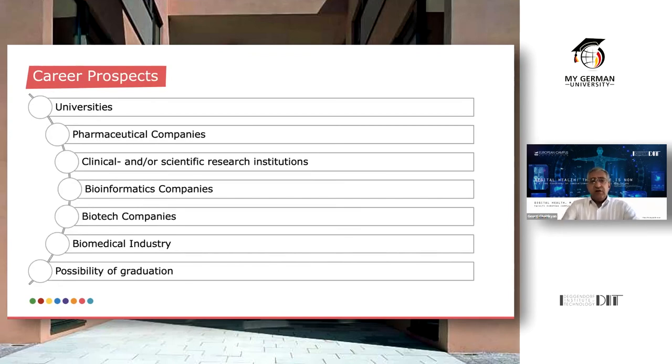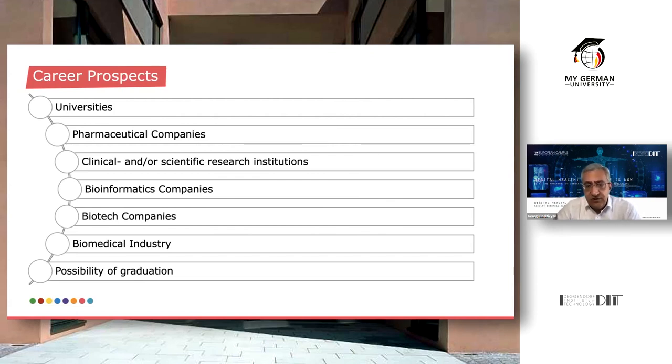The career prospects here are mostly around, as we mentioned, genomics informatics, bioinformatics, and analysis of genomics data. It can be at universities, at pharmaceutical companies, at clinical or scientific research institutions, at specialized bioinformatics or biotech companies, so in the wider biomedical industry. And pretty much as with the first master's that we presented, MDH, this program also gives an opportunity to excellent graduates to continue doing research with us as a PhD student.